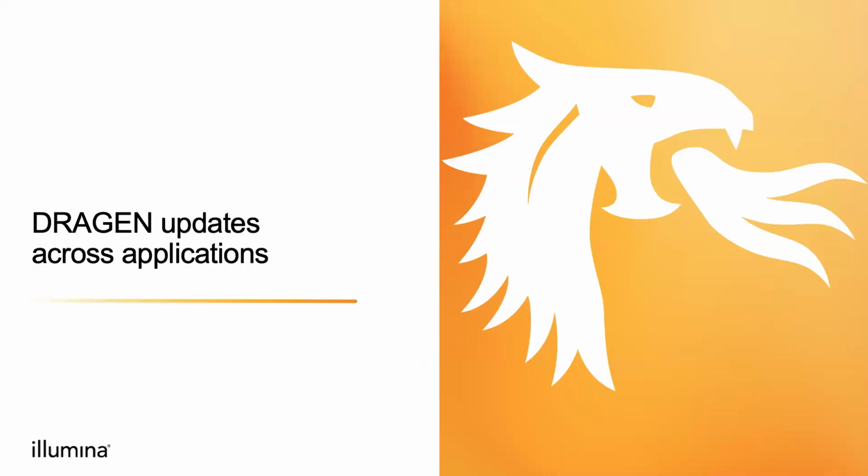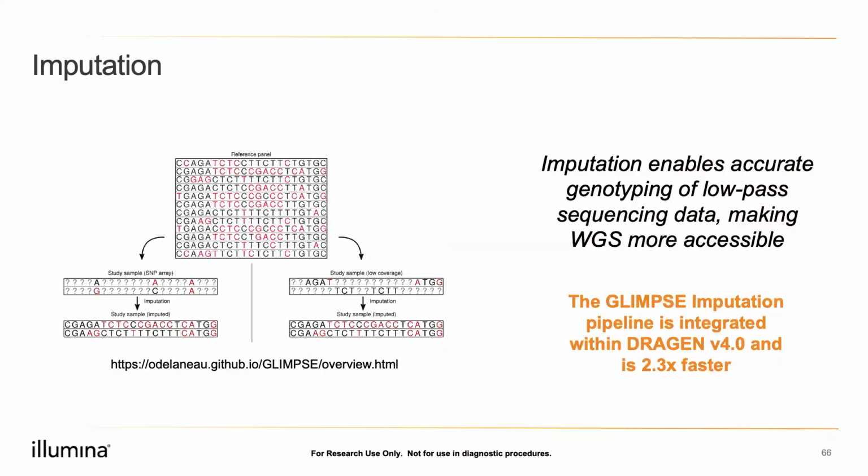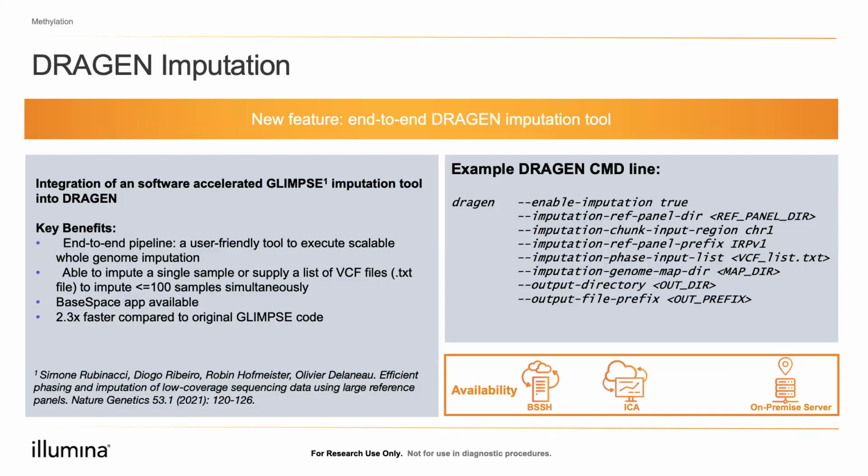Okay, let's dive into some of the DRAGEN updates that span applications. Imputation enables accurate genotyping of low-pass sequencing data, making whole genome sequencing more accessible. We've implemented the widely popular GLIMPSE pipeline within DRAGEN, and it's about 2.3 times faster within DRAGEN. So let's go into some of the details on that.